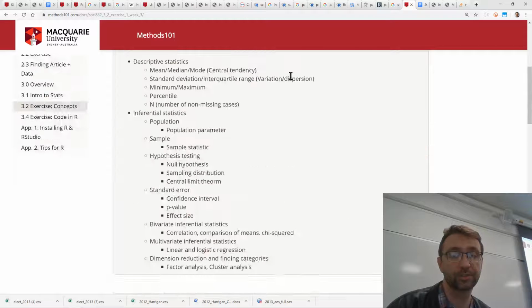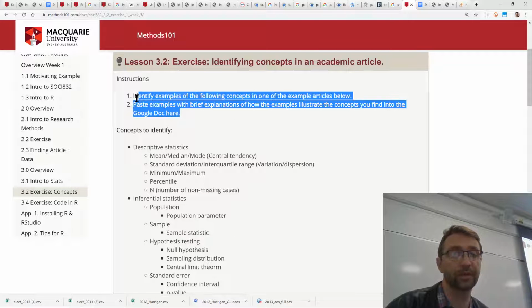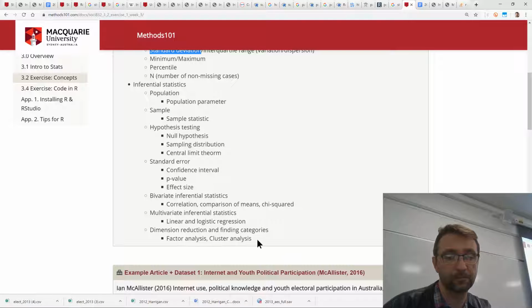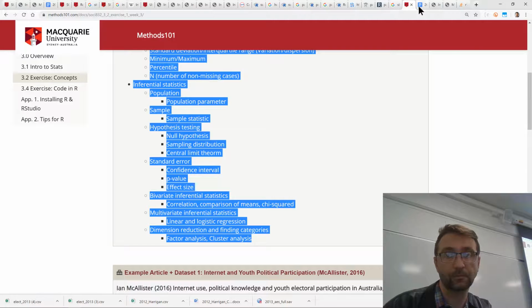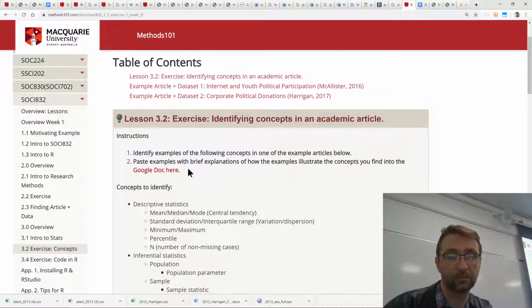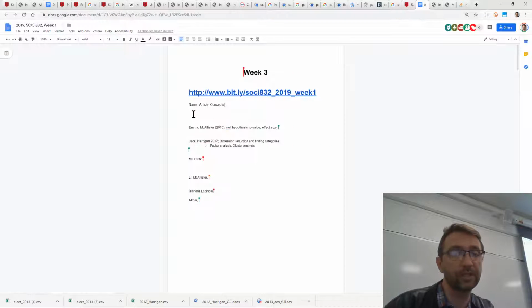I'll cut and paste the question. And what I want you to do is try and explain how they illustrate the concepts. Yeah, finding examples of them.